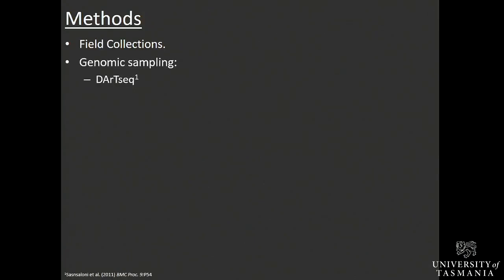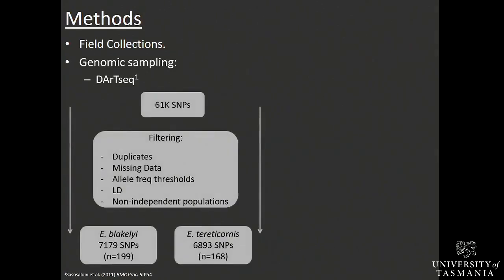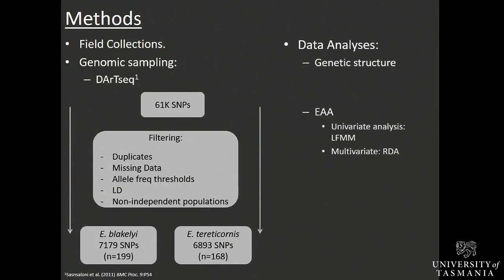Leaf material went for DArTseq, and very hot off the press, it generated 61,000 SNPs, and through a number of filtering processes, this drove it down to about 7,000 for each species. From here, we've gone on to do some data analyses, looking at genetic structure, some environmental association analyses, which I'll focus on today, and then mapping these onto, or seeing where these fit on, the grandis genome.